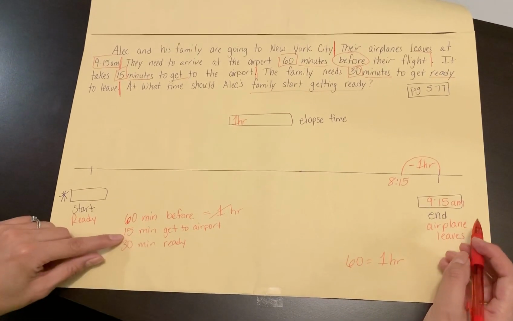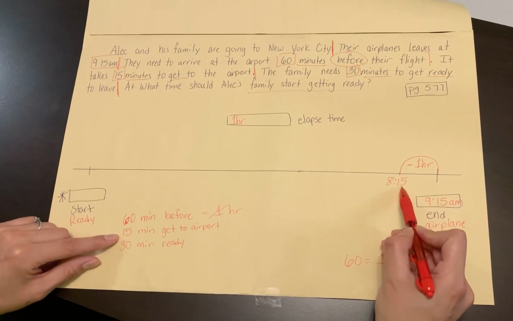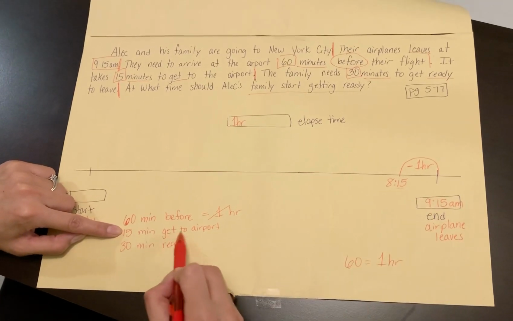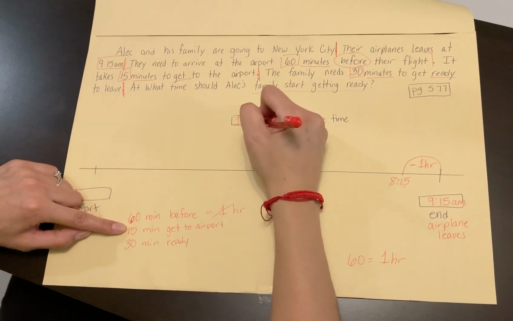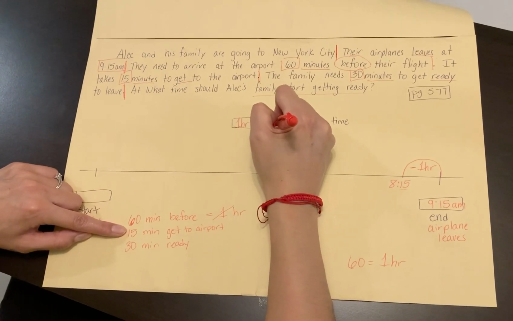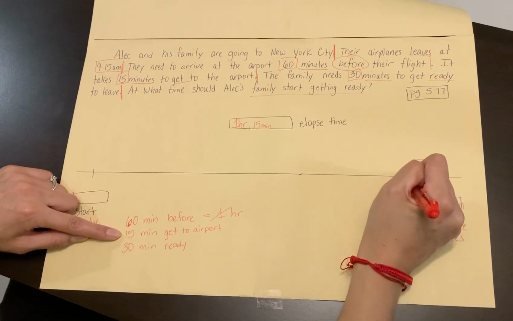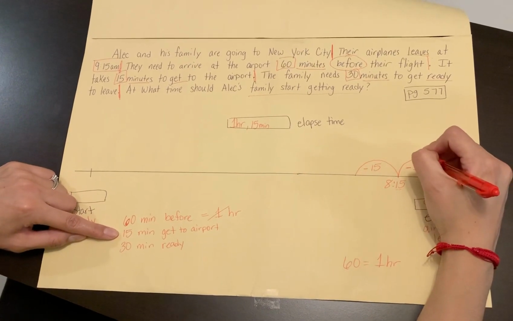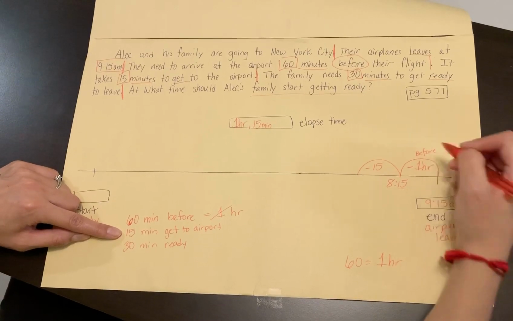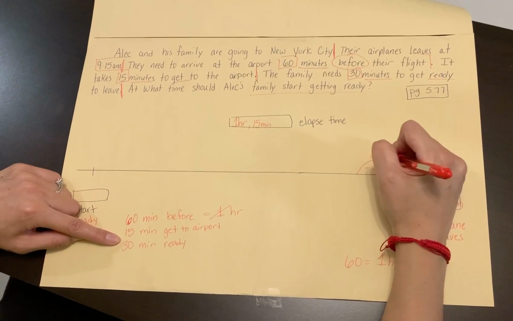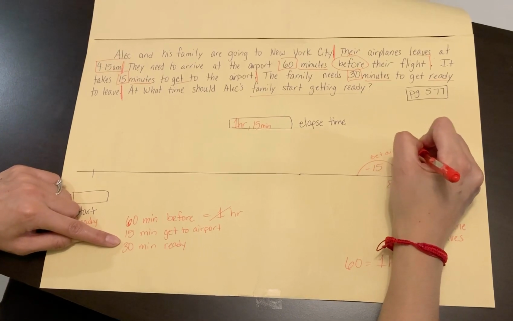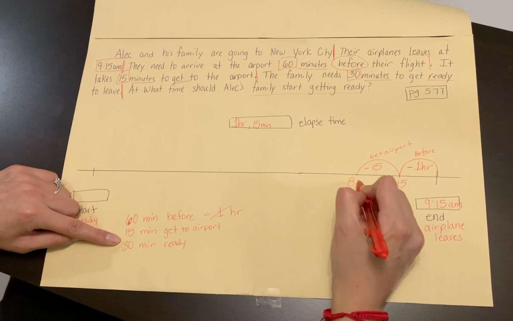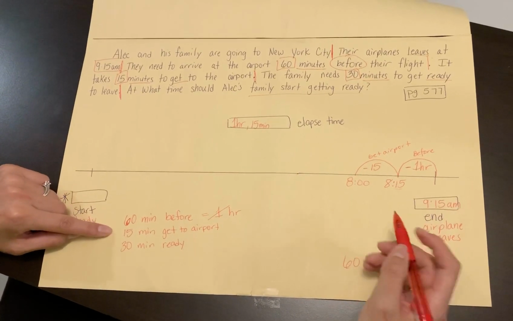I notice that there are 15 minutes here. I also noticed that there's 15 minutes on this activity, the getting to the airport part. So that means that I can also subtract the 15 minutes by itself here. So I'm going to subtract minus 15 minutes. So this is the time they need before they go to the airport, and this is the time to get to the airport. So 15 minus 15 minutes becomes 8 o'clock. So I already took care of this.